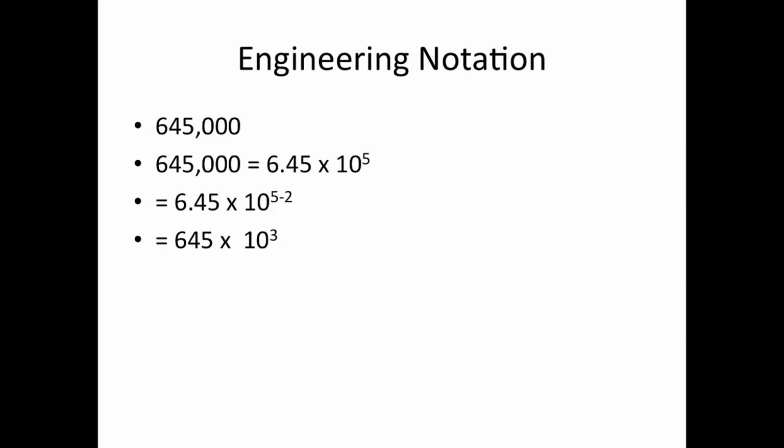So we have the number 645,000. 645,000 equals 6.45 times 10 to the 5th. Now we want to make that a multiple of 3, so 6.45 times 10 to the, take 5 minus 2, 645 times 10 to the 3. I could have gone the other way with that too and made it a power of 6, and it would be 0.645. But anyhow, in a nutshell, that's how you work with big and small numbers.